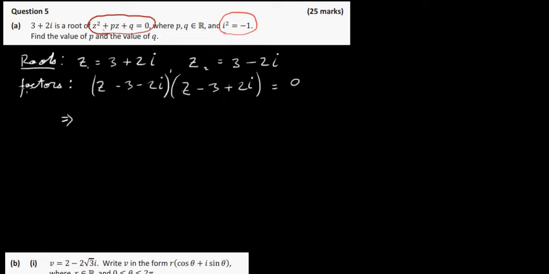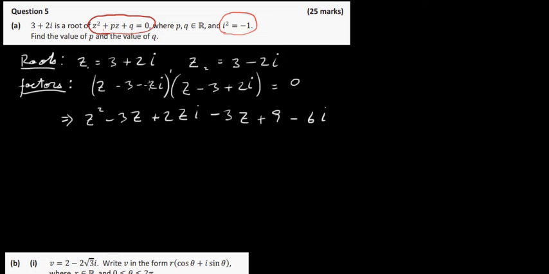So we have our roots here, we have our factors here, and we're going to multiply out the two factors, which give us 0. Now z times z is going to give us z squared, z times minus 3 is minus 3z, z times plus 2i is plus 2zi. Next, we multiply out the minus 3: minus 3 times z is minus 3z, minus 3 times minus 3 is plus 9, and minus 3 times plus 2i is minus 6i.